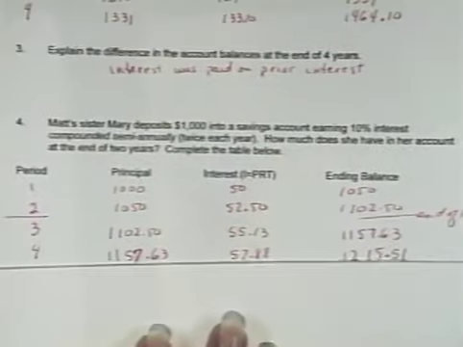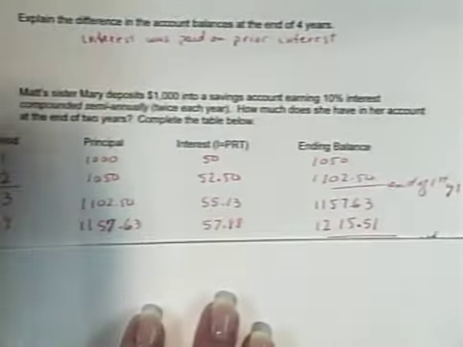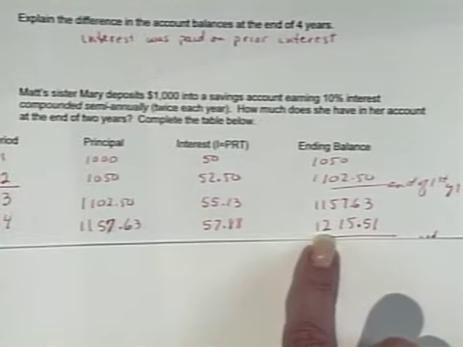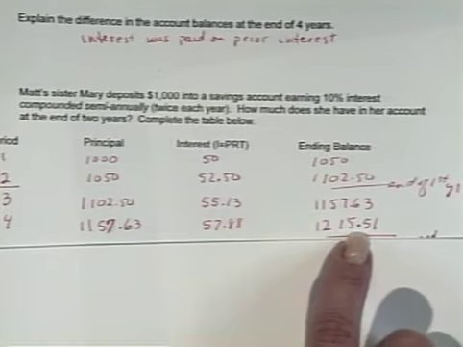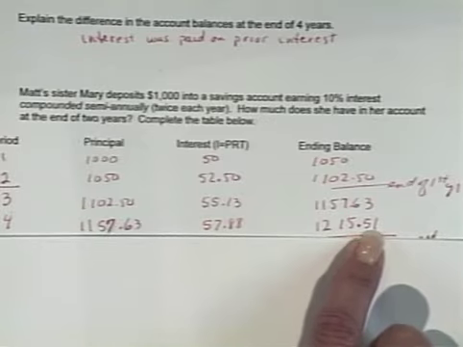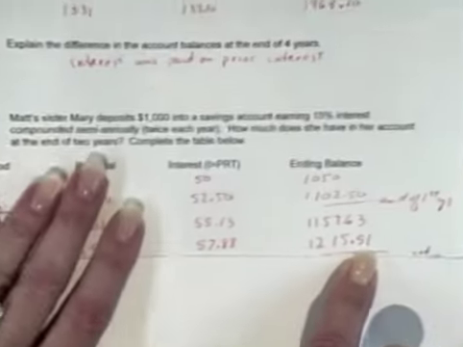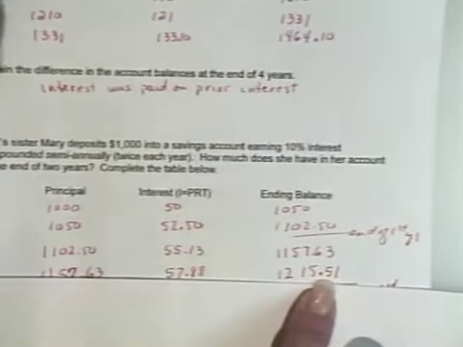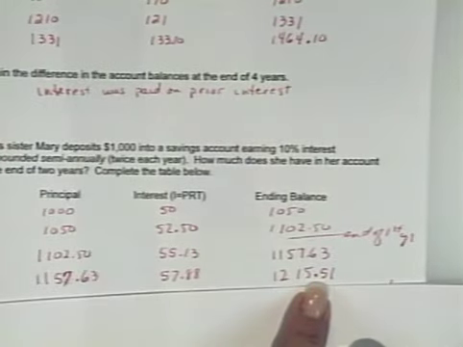Right. So how much money does Mary have at the end of 2 years? Which would be the end of 4 compounding periods. I've got that she'd have $1,215.51. How much did Matt have compounded annually at the end of 2 years? 1210. Mary's got 1215.51.